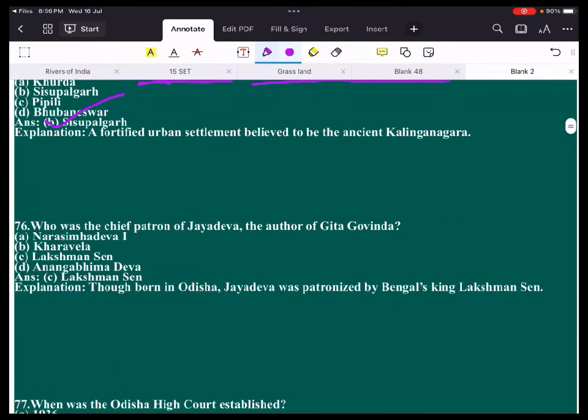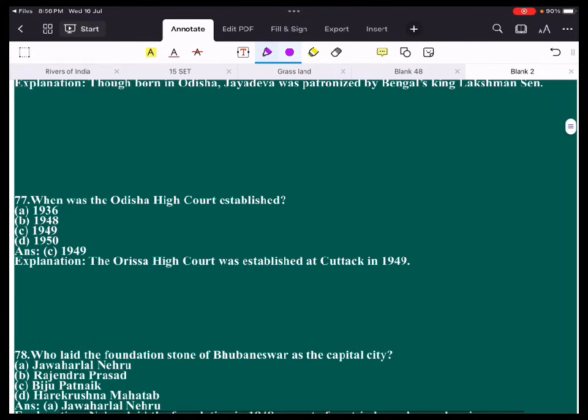Who was the chief patron of Jayadeva, the author of Gita Govinda? Option C, Lakshman Sen. When was the High Court of Odisha established? 1949. Option C is the correct answer. The High Court of Odisha was established at Cuttack in 1949.